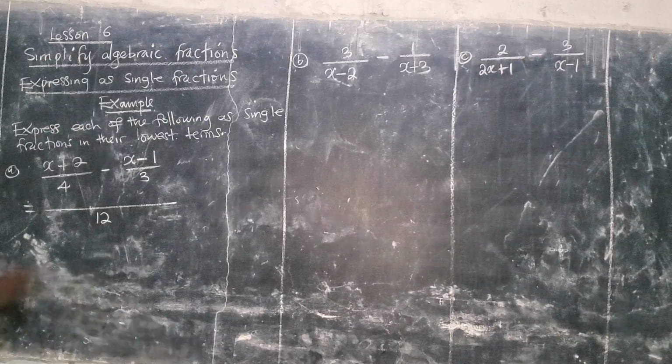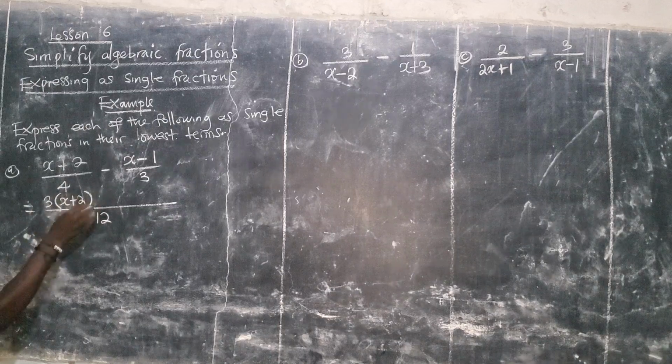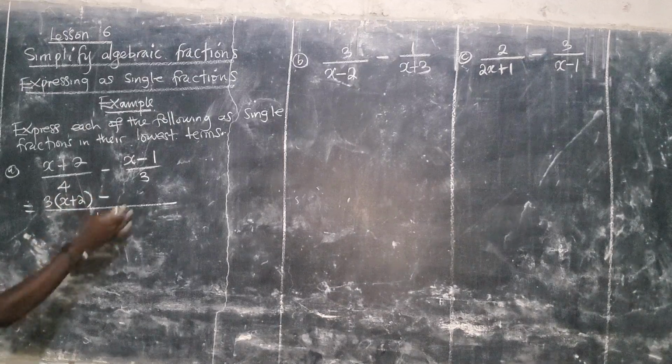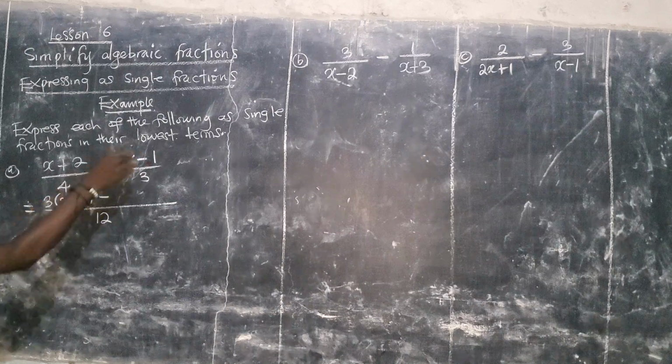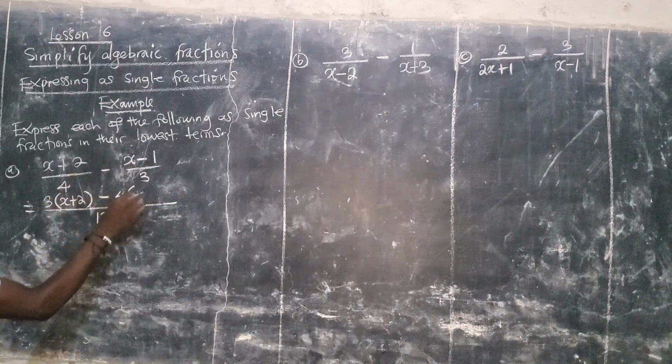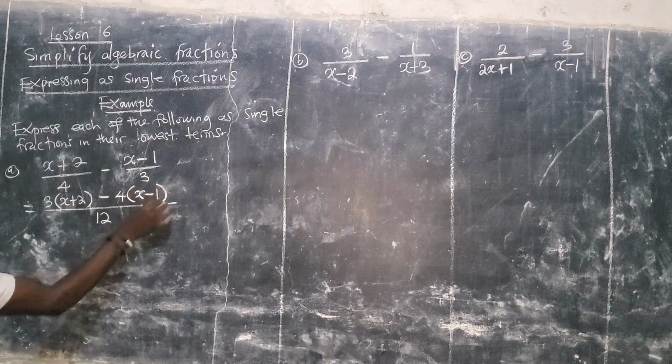Then we start dividing. 4 into 12. How many times can 4 go into 12? 3. So 3 is multiplying those two things on top. So it will be 3, open bracket, x plus 2, close, minus 3 into 12, 4. 4 is multiplying those two. So 4, open bracket, x minus 1.